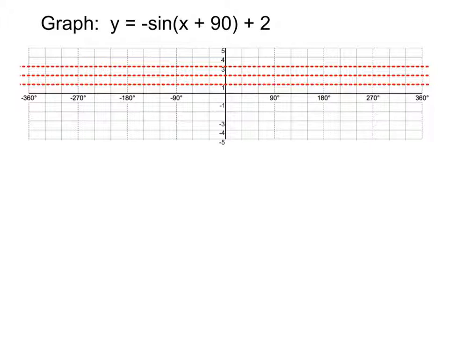So the next thing we need to do is we need to find our first point. Well, notice we got a plus 90 inside the parentheses. Plus 90 means left 90. So I'm going to put my first point over here at negative 90, but it's sine. Where does sine start? Top, middle, or bottom? Middle. Middle, absolutely. But it was negative sine. Well, the negative didn't change that first point, because if I'm in the middle and I flip it upside down, I'm still in the middle.